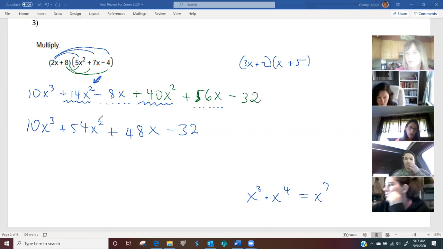Sometimes stuff cancels, and sometimes you have a string of terms. Remember not to put them together. Those are not like terms. For them to be like terms, you have to have the same variable and the same exponent.